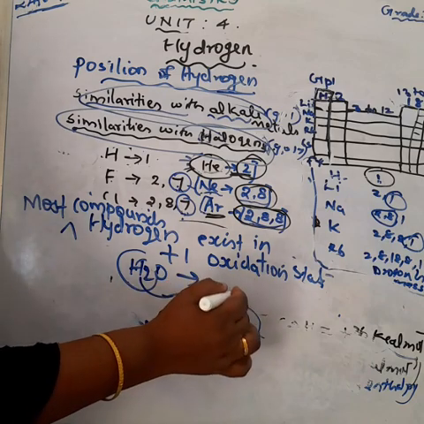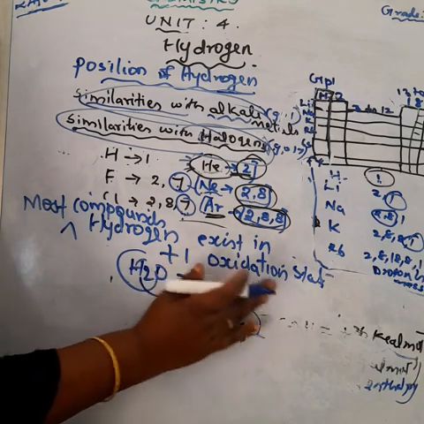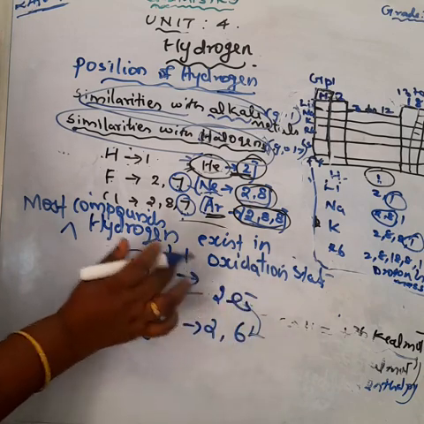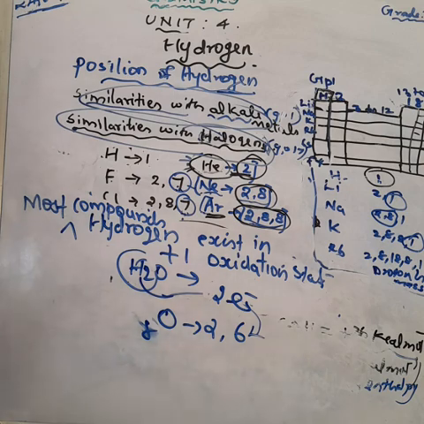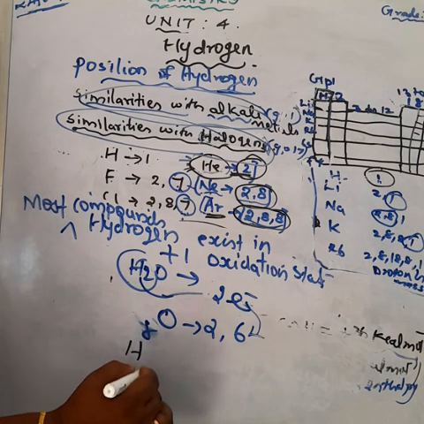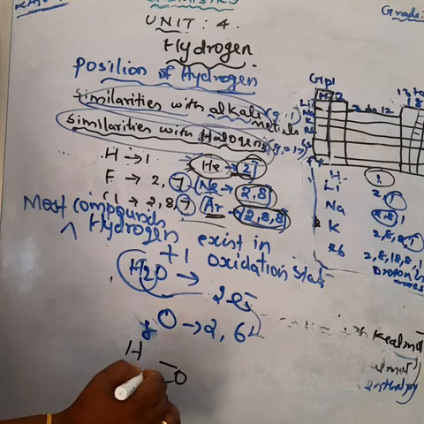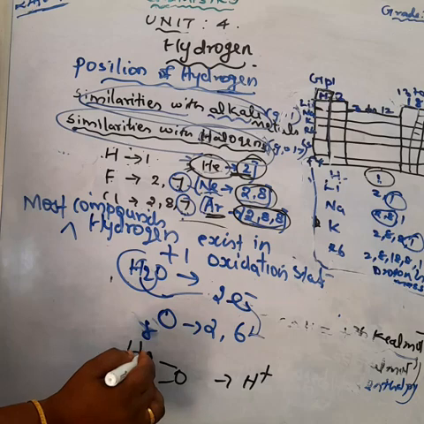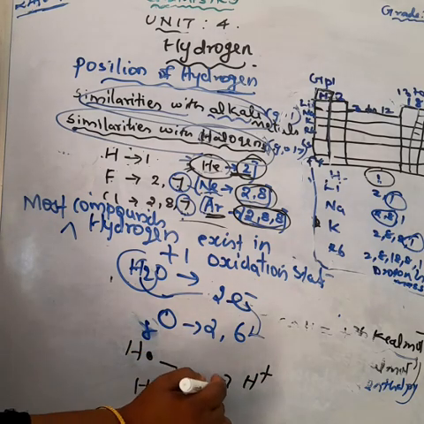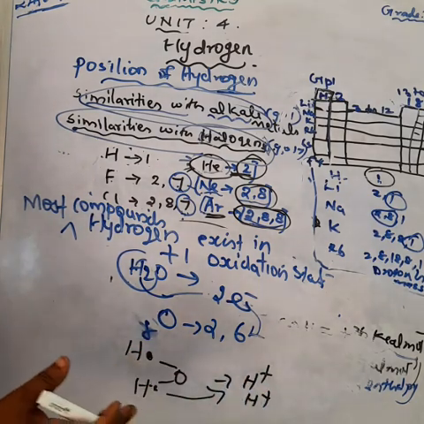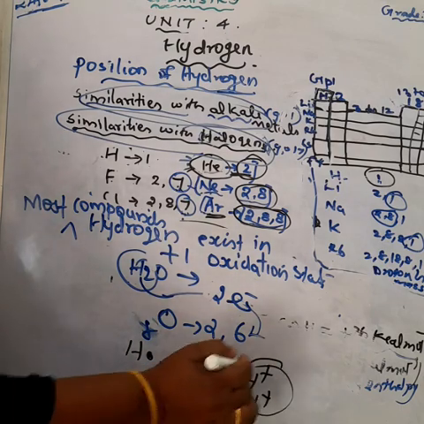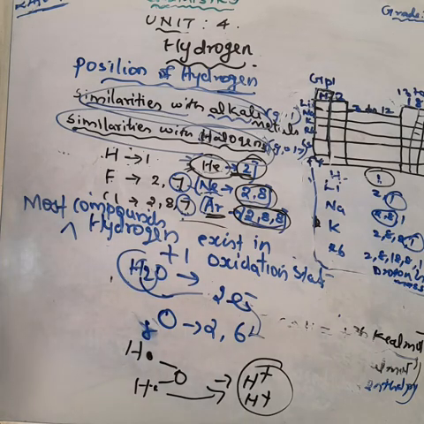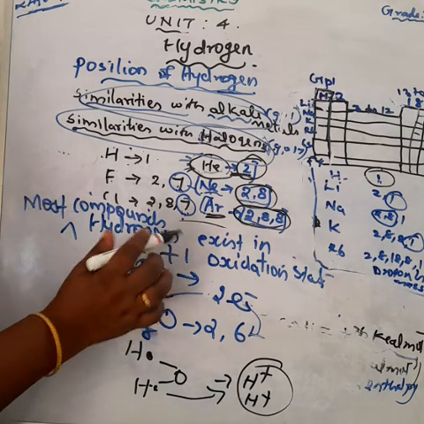Each hydrogen atom gives its electron to the oxygen atom, so it forms H+. When removing the electron we get the +1 oxidation state, since an atom that loses an electron forms a cation, so positive. Understood? So in most of its compounds, hydrogen exists in +1.